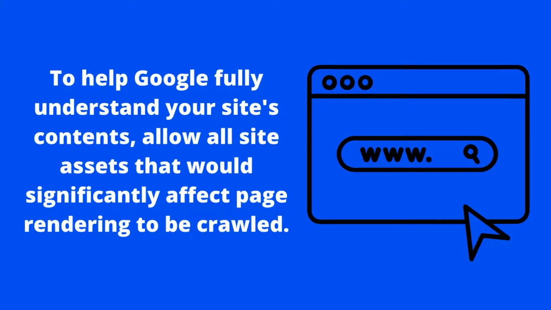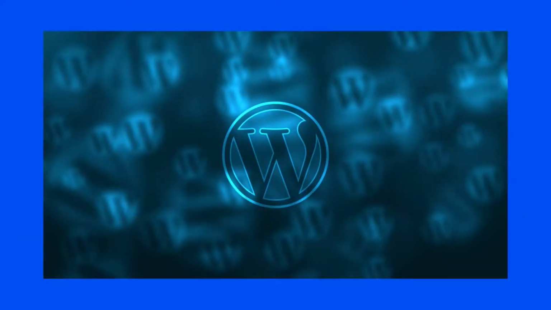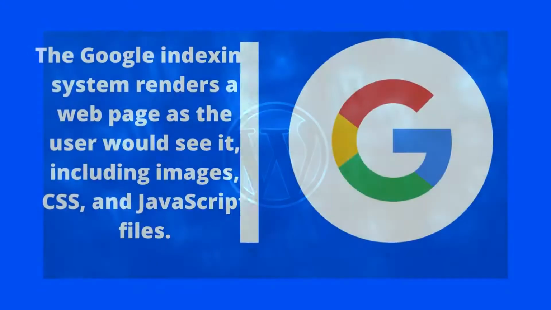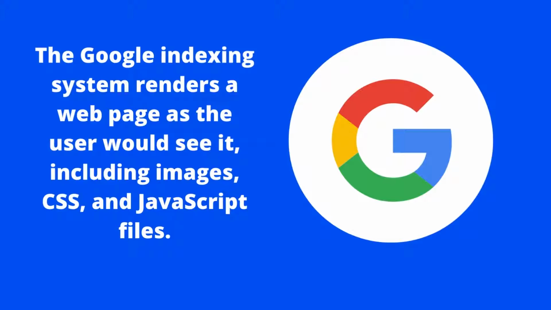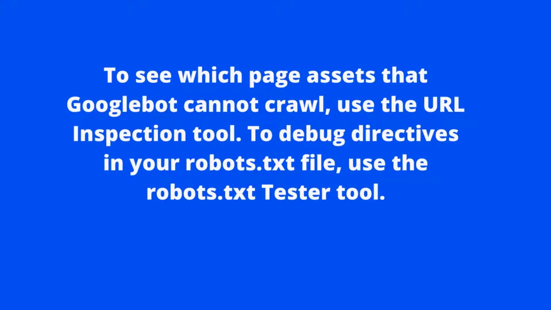To help Google fully understand your site's contents, allow all site assets that would significantly affect page rendering to be crawled. For example, CSS and JavaScript files that affect the understanding of the pages. The Google indexing system renders a web page as the user would see it, including images, CSS, and JavaScript files. To see which page assets Googlebot cannot crawl, use the URL Inspection tool, which is in Google Search Console.